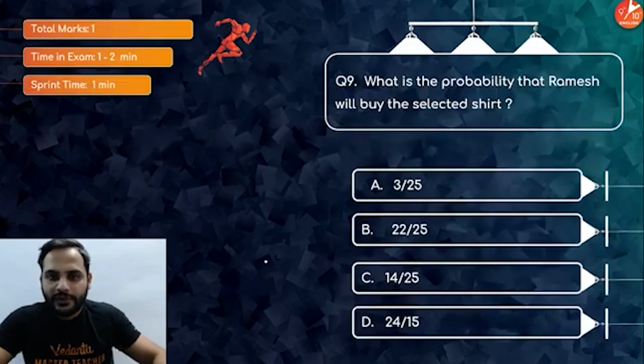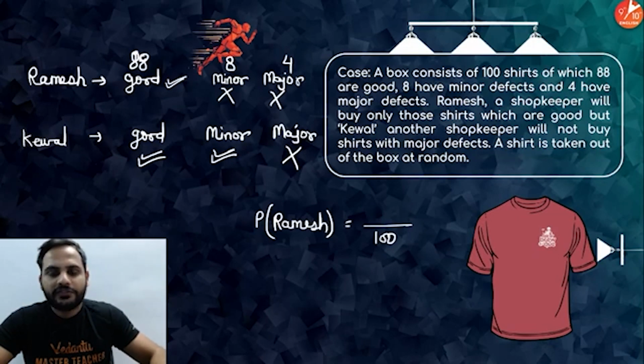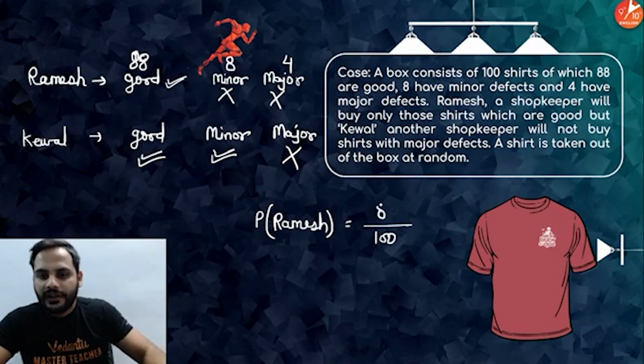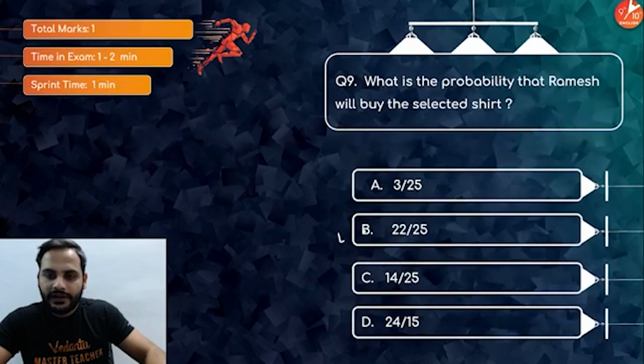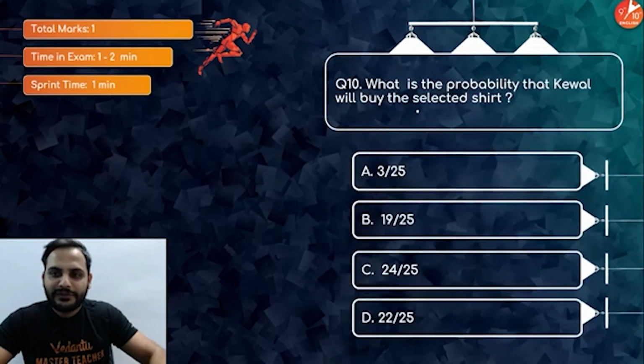So let's see what the question is. First one: probability that Ramesh will buy the selected shirt. We know there are total 100 possible outcomes. He can choose any one out of those 100 shirts. But since he will only buy good shirts, the favorable outcomes are 88. If we simplify, dividing by 4, we get 22 by 25. So the correct answer will be option B.